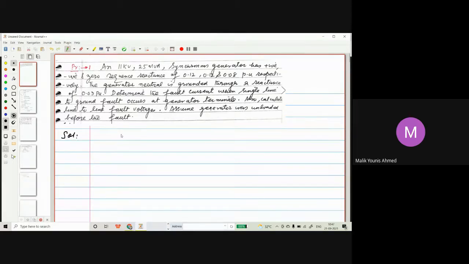You should be able to do it. So let us assume that A is the terminal of the alternator and the fault occurs at terminal A.